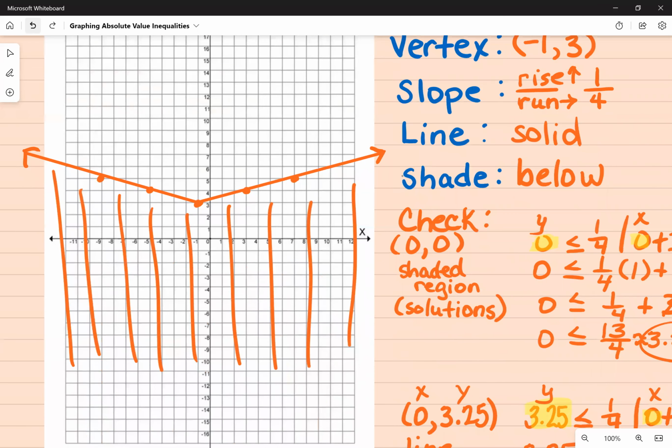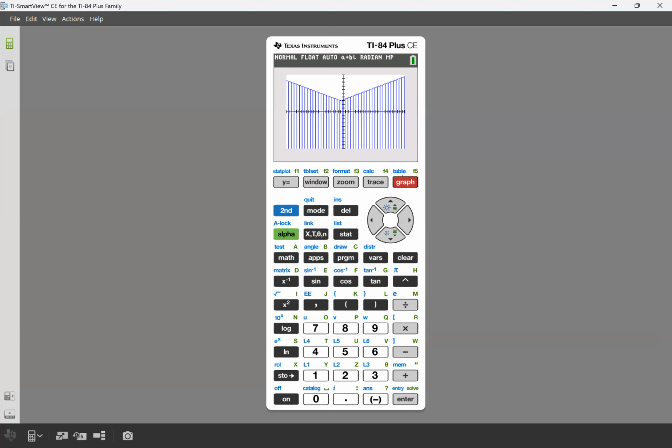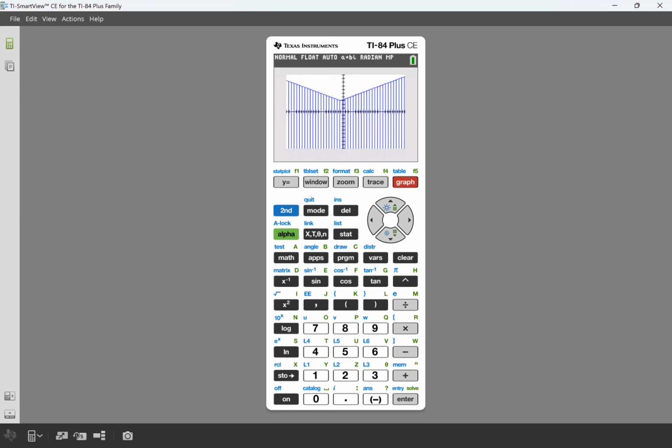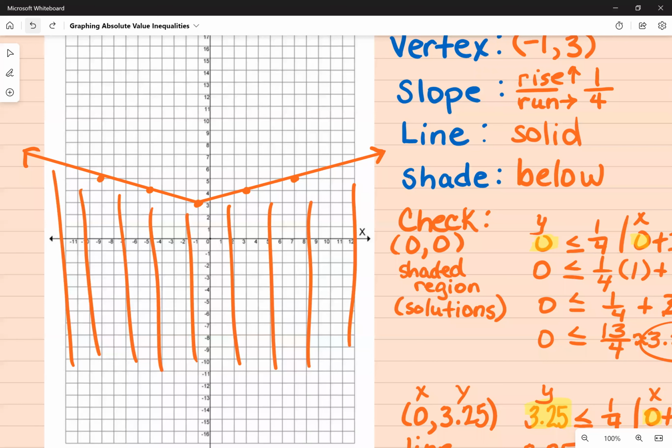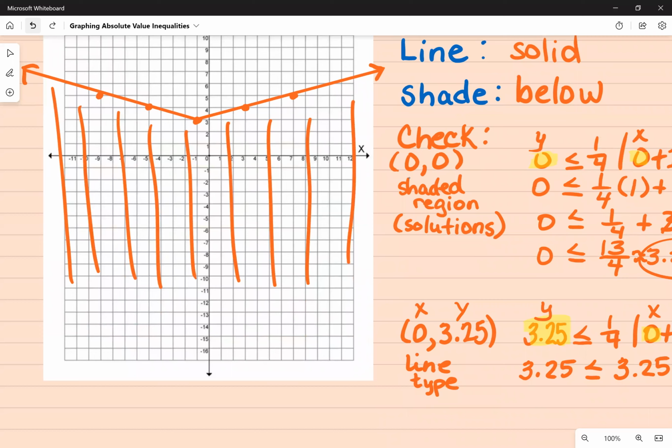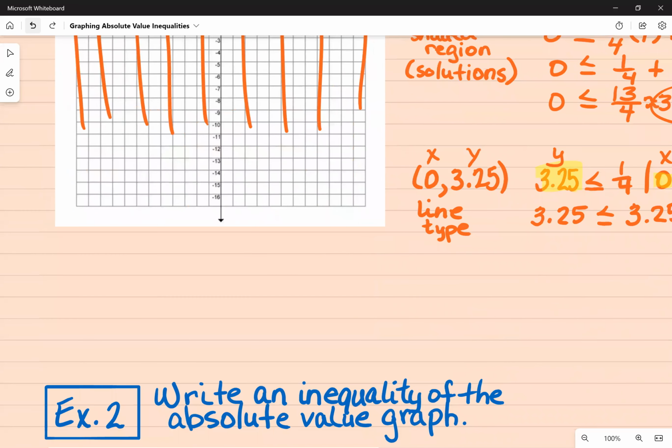So let's go back to my vertex. I said that the vertex is (-1, 3), so I'm going to verify in my table. Second graph, and then I want to look down where it says -1. And yes, it is (-1, 3). So I know that this is in fact my graph. I could check more points as well just to make sure I'm on the right track. And you'll notice, looking at that graph, it was a solid line below.